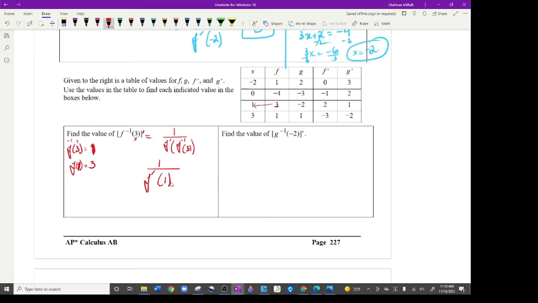Then we look for the f prime 1. This is f prime. The x value is 1 and the prime is 2. So my answer is 1 over 2. Yay. Good job. I forgot the 1 over.